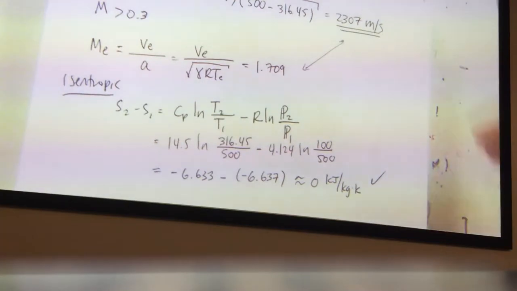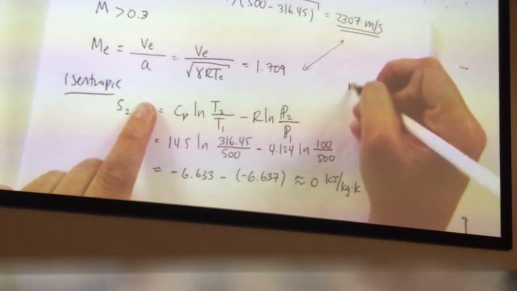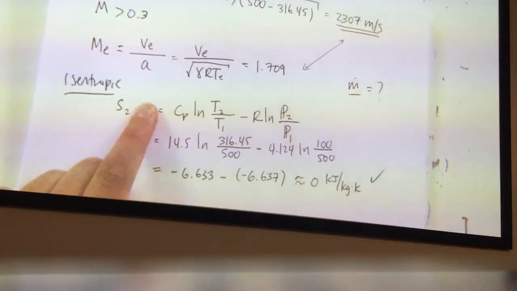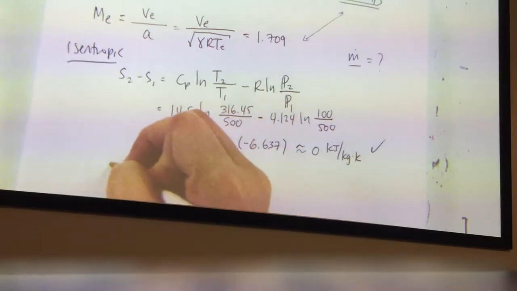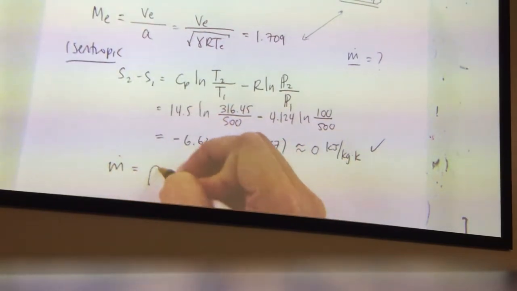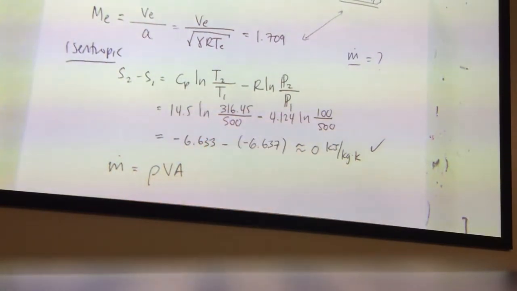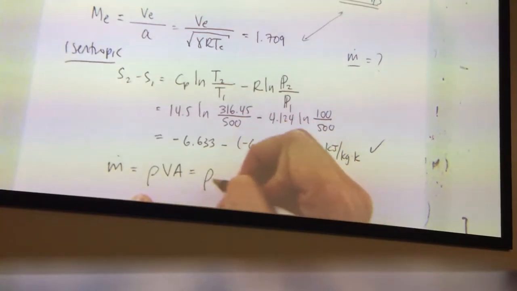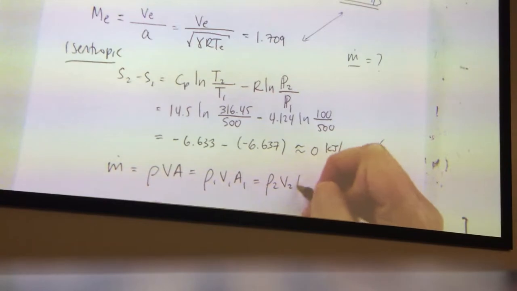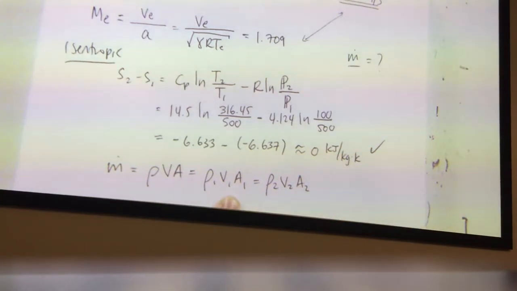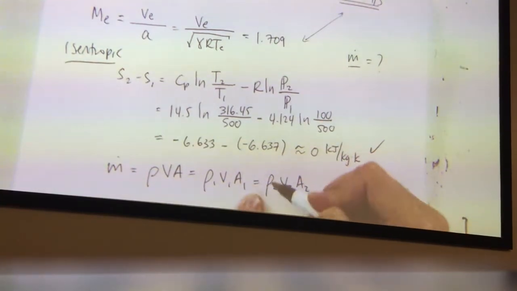Now, always go back and see what the problem is asking. The problem is asking for velocity, and the problem is also asking for the mass flow rate. So we cannot forget to find that. And that's just going to be very simple by definition. Mass flow rate equals rho V A. And remember, this is equal to rho 1 V1 A1 or rho 2 V2 A2. Now, this problem didn't give us A1, so we're going to have to use this for the problem, okay?